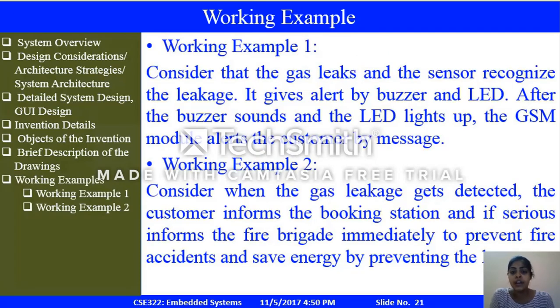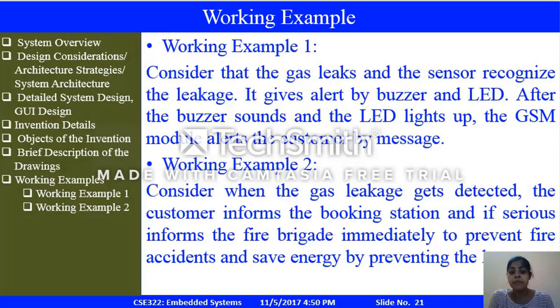The next topic that we'll be covering is the working examples. The first working example is, consider that there is a gas leak and the sensor recognizes the leakage. It gives the alert by buzzer and LED. After the buzzer sounds and the LED lights up, the GSM module alerts the customer by message.